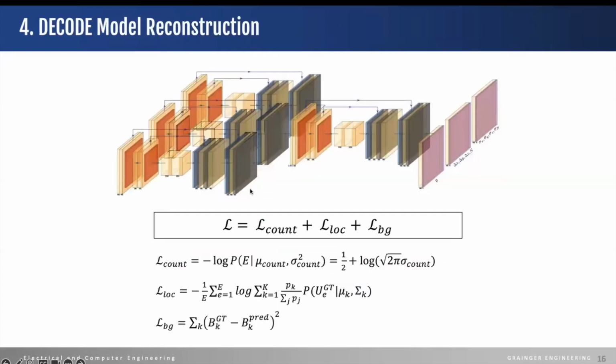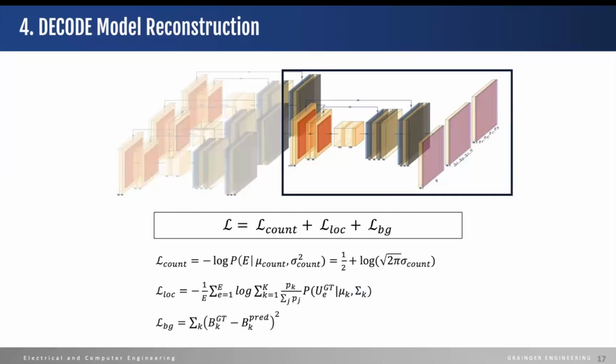The third example is where I implemented the DECODE model from scratch and applied it to the simulated image. This picture shows the overall structure of the DECODE model, but for the purpose of this report, I only reconstructed the last part of the model where there is a single unit and three different multi-head outputs. Three different losses are combined to train the model with higher accuracy, and these losses include the count loss, localization loss, and the background loss.